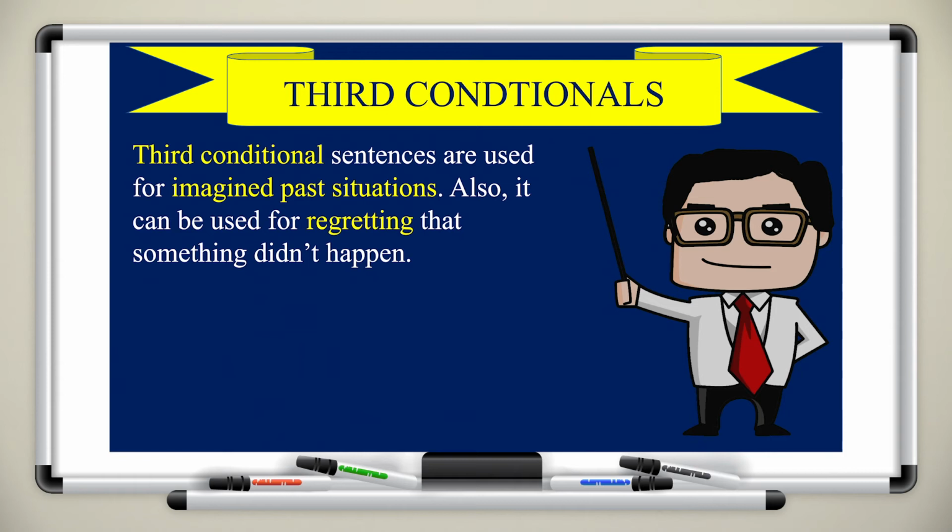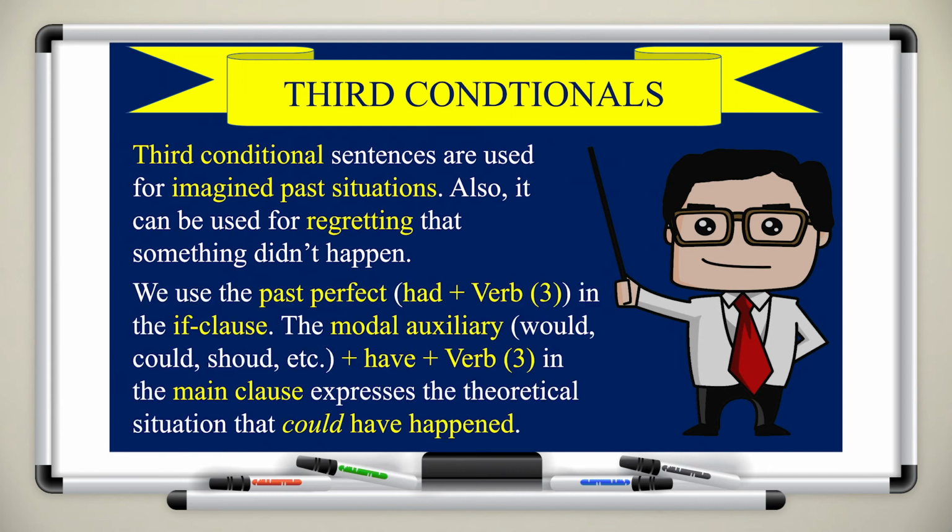So you can't relive the situation again, okay? So we use the past perfect, which is had, plus the verb in the past participle in the if clause. And for the main clause, we use would, have, and the verb in the past participle. We can use other modal auxiliary verbs like could or should, but you will mainly use would, okay, to express the theoretical situation that could have happened.